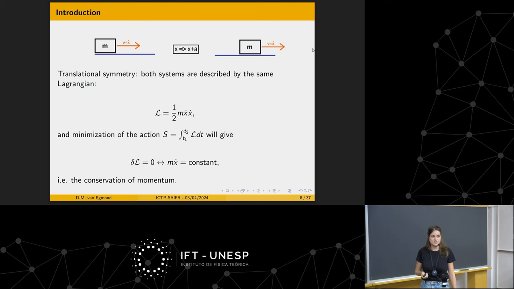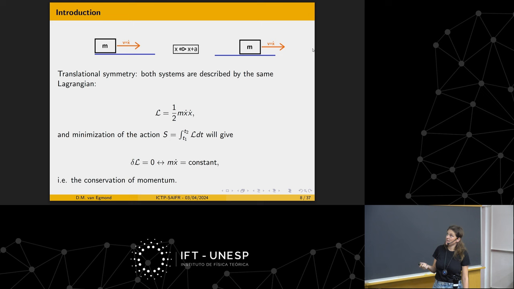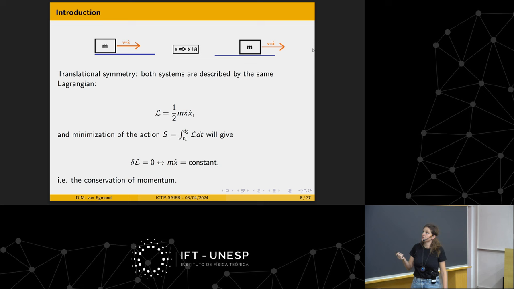This is what's called translational symmetry. This does not appeal to our sense of beauty or balance, but it's a very important symmetry in physics. Under this translational symmetry, in terms of Lagrangian and action, we say that both of these systems, where we take x to x plus a, are described by the same Lagrangian. So this Lagrangian, which just entails the kinetic energy, describes both of these systems.